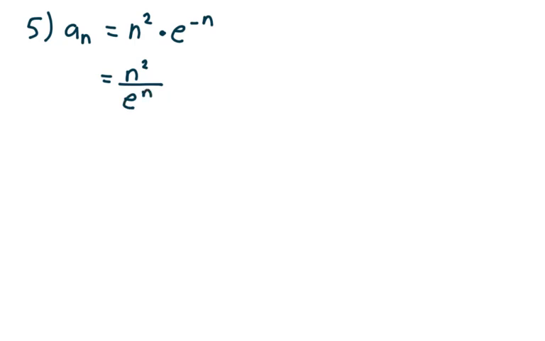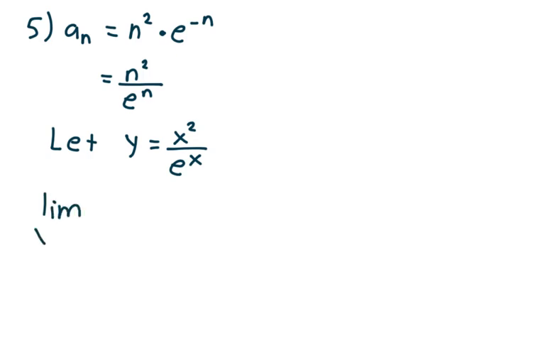Now, this one is tricky because what you want to do is let y, or f of x, equal x squared divided by e to the x. When you think about L'Hopital's rule, you want to do this on a function defined over all reals, not a discrete function. And we're going to apply L'Hopital's rule here.